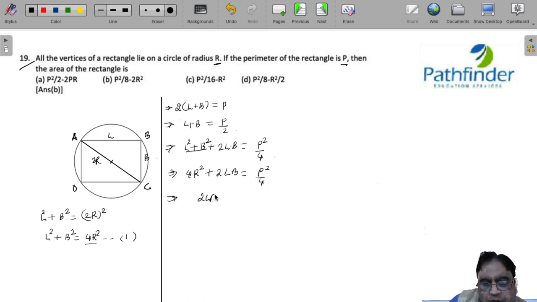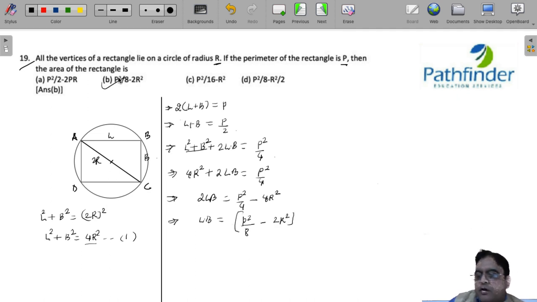So 2 times LB must be equal to P square by 4 minus 4R square. So L times B is equal to P square by 8 minus 2 times R square, which is option number B.